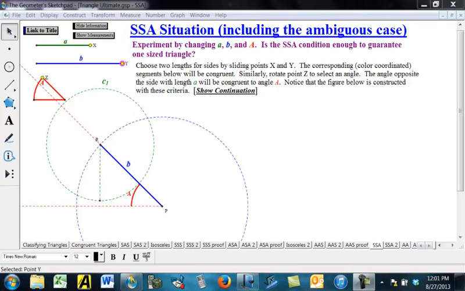This is Jack Jackson. Today we're going to continue our look at which conditions lead to triangle congruence by looking at the side-side-angle or angle-side-side condition. And this one is pretty interesting because some interesting things happen here that didn't happen in the others.